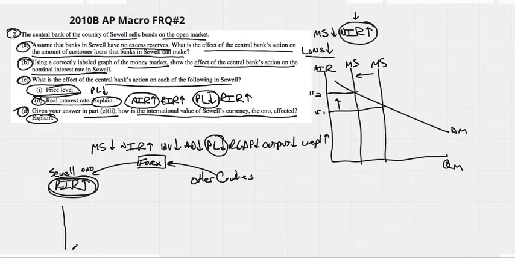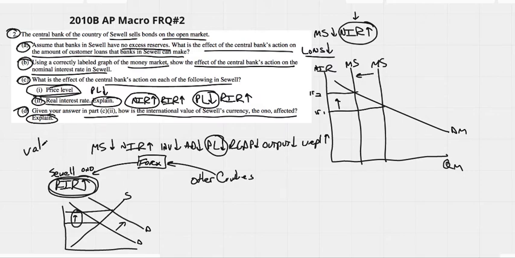obviously, if other countries are now buying Sewell's ONO, what's going on in the FOREX is the demand for the ONO is increasing, and that's driving the value of the ONO up. So the value of the ONO would be increasing. And we would just simply say that the demand for the ONO is increasing due to the higher real interest rate. Other countries are wanting to put their money into our banks, and therefore they are increasing the value by demanding the ONO. All right, I think that's it.